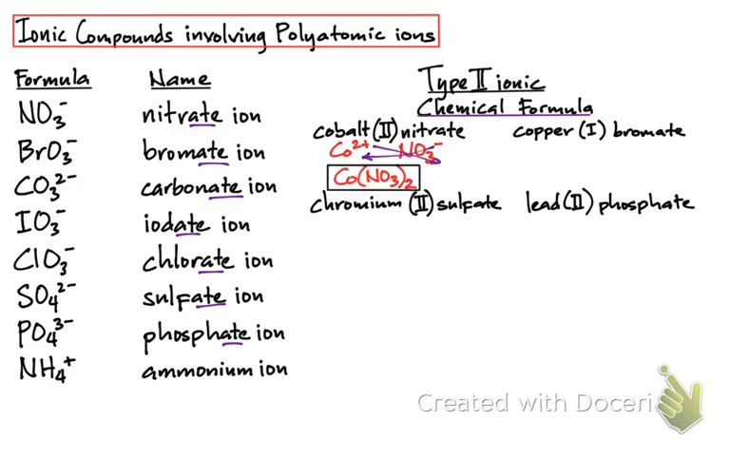Okay, the next one is copper 1 bromate. So again, that tells you that copper has a positive 1 charge. Bromate is BrO3 with a negative charge. Crisscross, and you get CuBrO3.